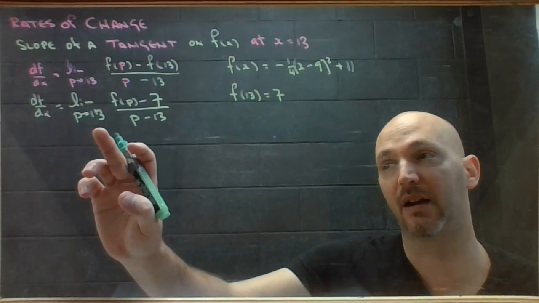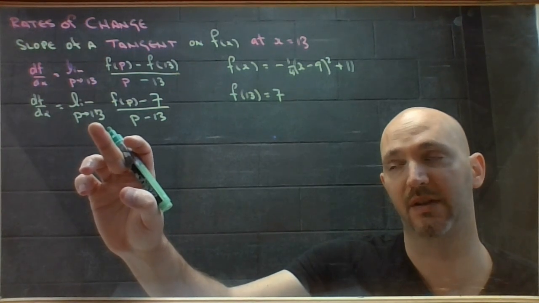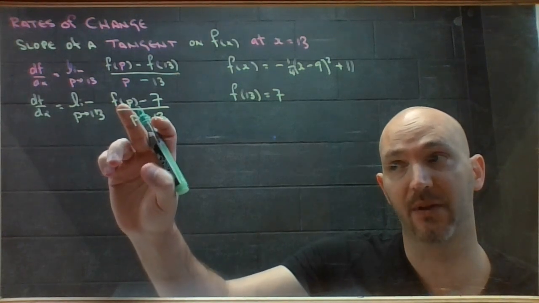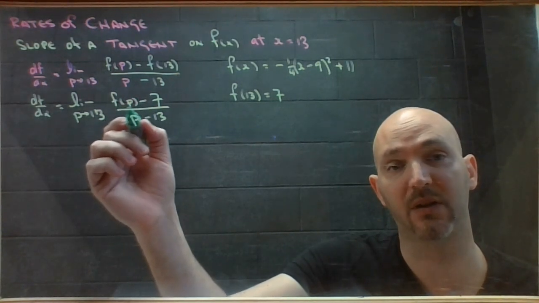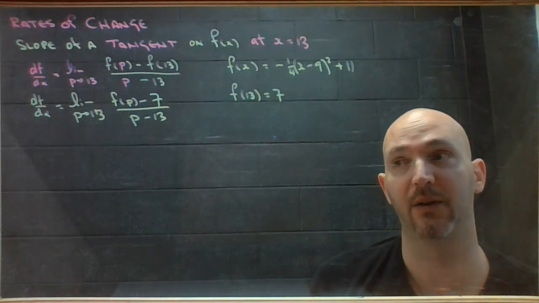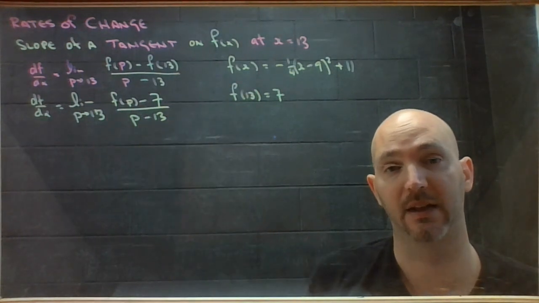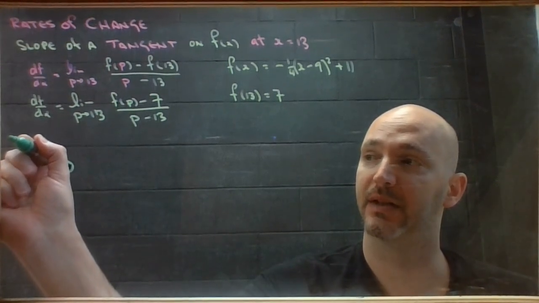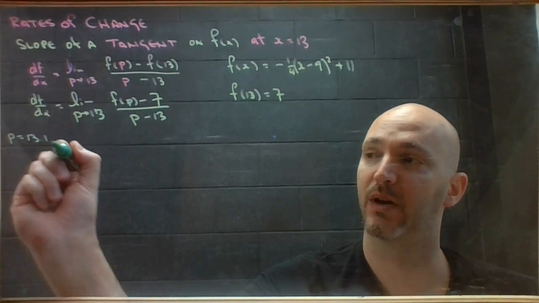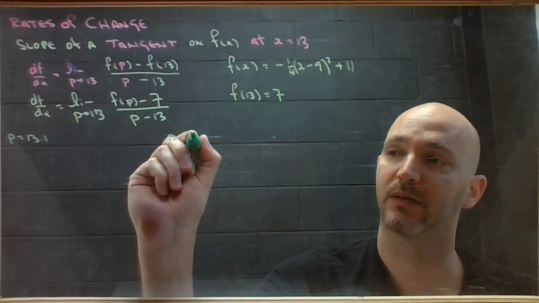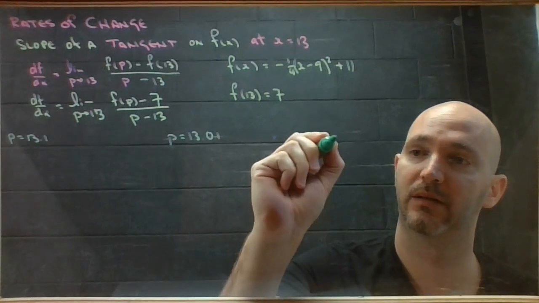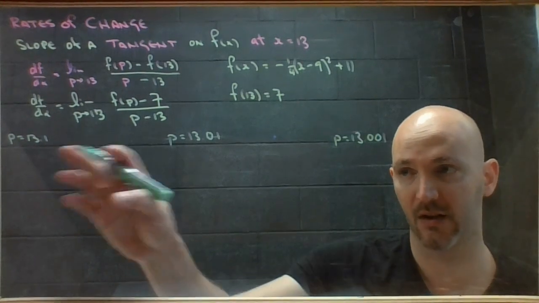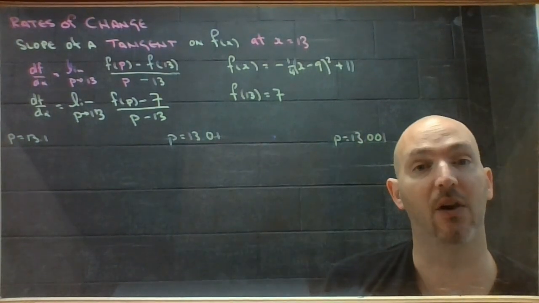So to do this, I'm going to have to choose a sequence of numbers that creep up on 13. And then once I have them, this piece tells me I have to put those numbers into the function and evaluate them first before I can do anything else. So I'm going to pick my sequence of numbers that creep up on 13. I'm going to go with 13.1, 13.01, and 13.001. So these are progressively descending on 13.